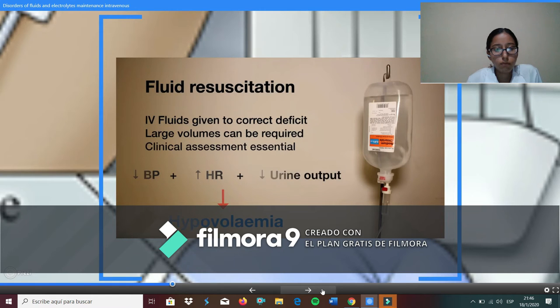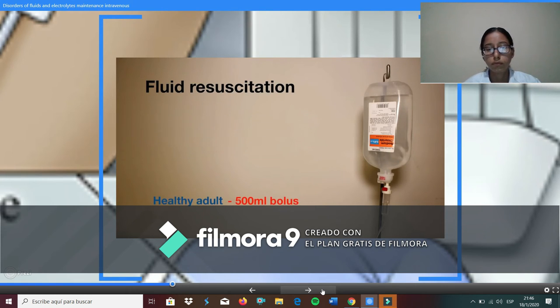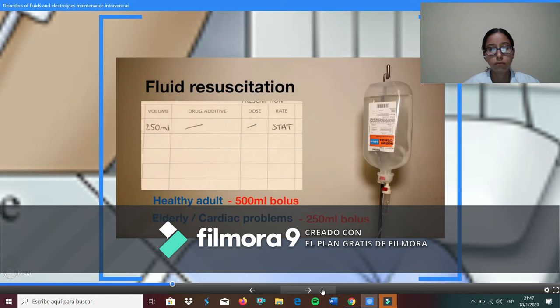Consider administering fluid boluses in volumes of about 500 milliliters to adults requiring fluid resuscitation and reassess after each bolus. For elderly patients or those with cardiac problems, proceed more cautiously by using smaller boluses of about 250 milliliters before reassessing to avoid fluid overload.